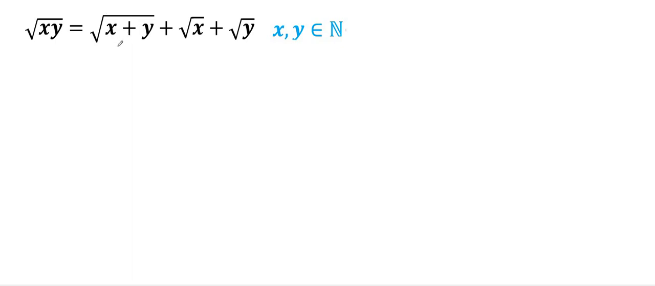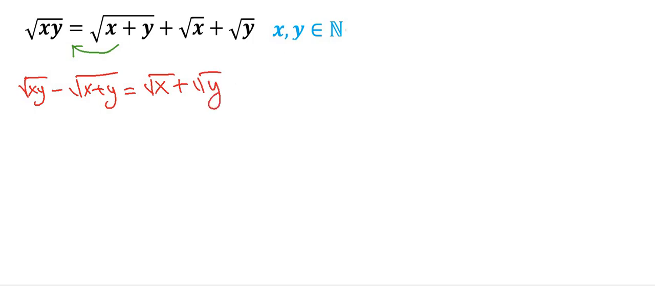So now I'm going to move the square root of x plus y to the left hand side. Then this equation gives us square root of xy minus square root of x plus y is equal to square root of x plus square root of y. Now let me square both sides of this equation.